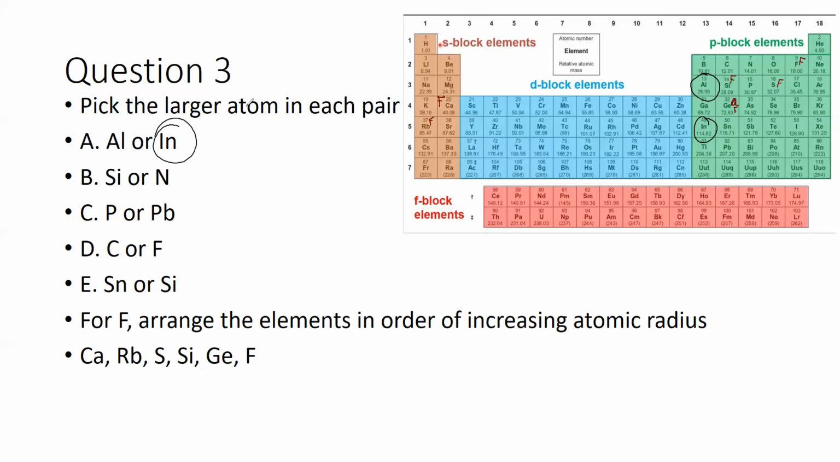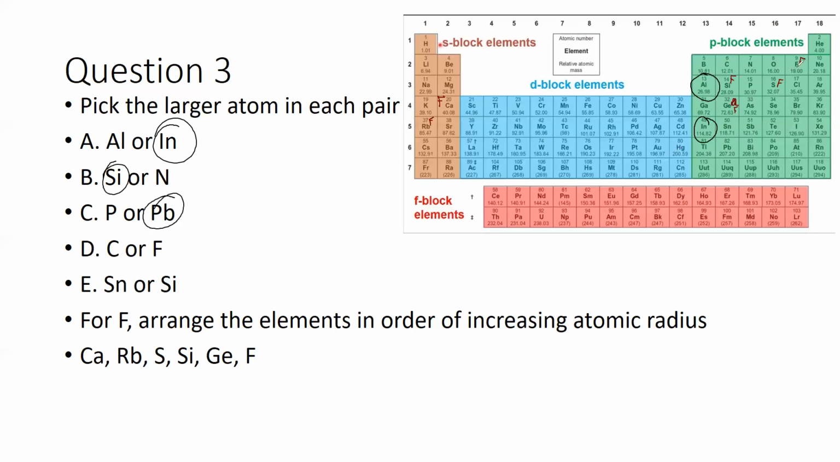All right, so let's knock these out. Not too complicated here. Silicon versus nitrogen. Well, silicon is down to the left of nitrogen, so silicon is bigger. Phosphorus versus lead. Phosphorus is 15, lead's 82. So lead is way bigger than phosphorus.